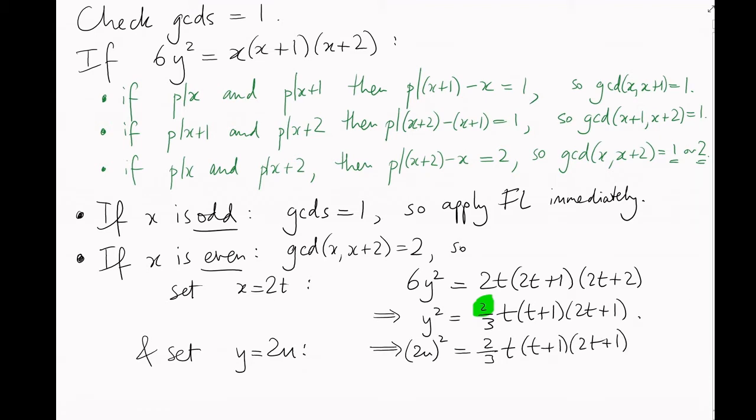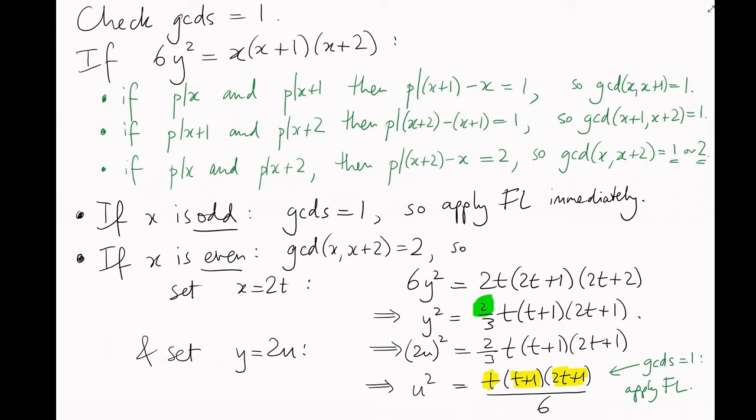Finally, we get rid of the unwanted factors of 2, and we simplify to u squared equals t plus 1, 2t plus 1 over 6. This looks very similar to our original equation. T and u are still both positive integers, but now you can check that the factors on the right-hand side definitely have greatest common divisor equal to 1. So in the case when x is even, we apply the fundamental lemma to this set of equations.